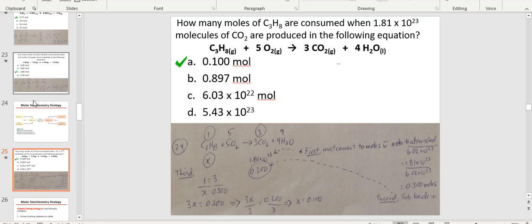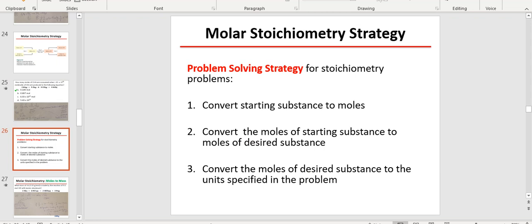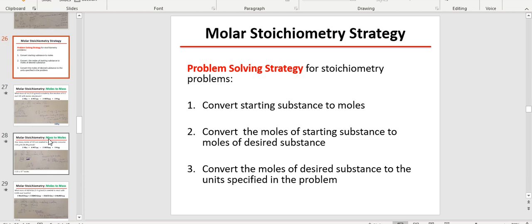All right, let's have a look. Problem solving strategies for stoichiometry. You have to convert. If I give you grams or the number of molecules, bang, you've got to convert to moles. Then convert the number of moles of starting substance to the moles of desired substance. That's mole to mole, that's what we were doing. And then you may have to switch back into grams or the number of molecules.